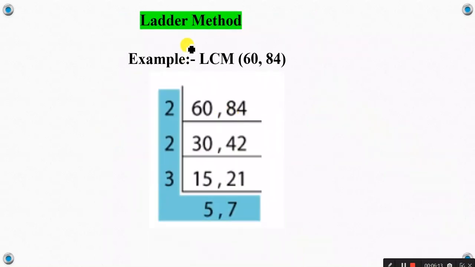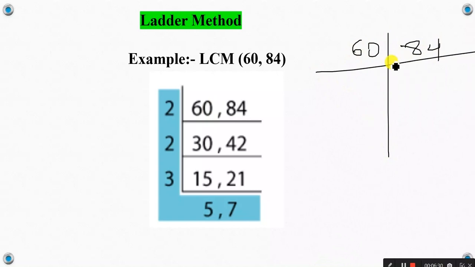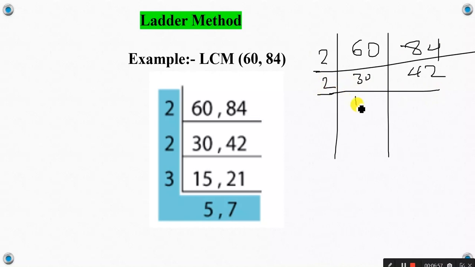Let us see the ladder method. For example, the LCM of 60 and 84. To find this, first we write 60 and 84 like this. After that, we divide by a line. The first prime number is 2. Let us try to divide both numbers by 2. 60 divided by 2 is 30. 84 divided by 2 is 42. Again, we can also divide by 2. 30 divided by 2 is 15. 42 divided by 2 is 21.